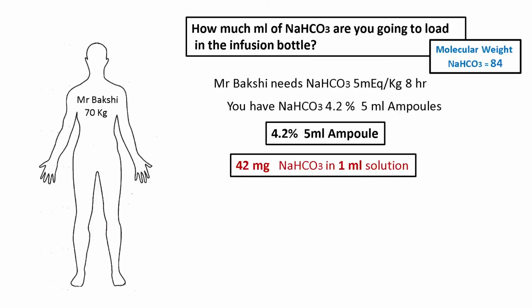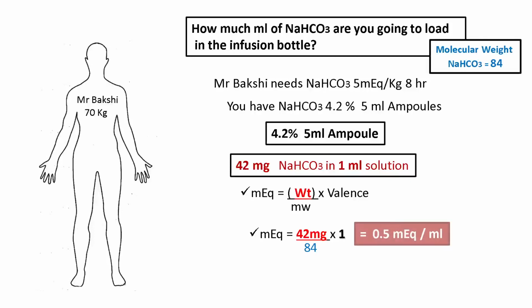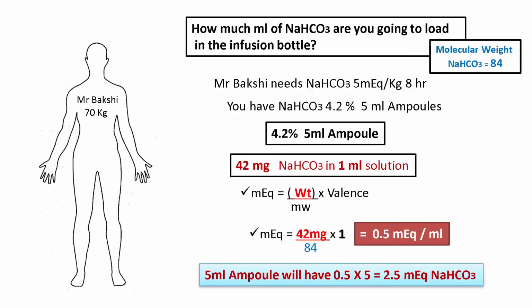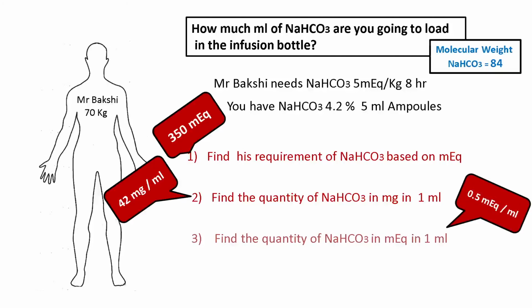42 milligrams sodium bicarbonate in 1 ml solution, which means we have to use the milliequivalent equation. Milliequivalent is equal to weight by molecular weight multiplied by the valence, and from there we get the value easily. We put the weight as 42 milligram multiplied by the valence of sodium bicarbonate molecule, which is 1, and divide it by the molecular weight. We get 0.5 milliequivalent of sodium bicarbonate per ml of the solution. So we got the third point cleared.